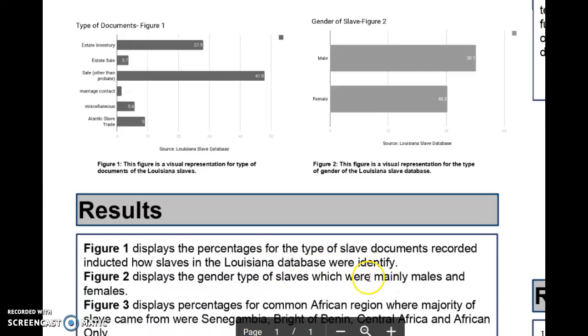Okay, so this is my graph 2. Figure 2 is a visual representation of the gender of the Louisiana Slave Database. During this time period, there were a lot of males on the ship. The majority were males, but the numbers are still close, because we have about 50.1% male and 40.3% female. So that is very important.